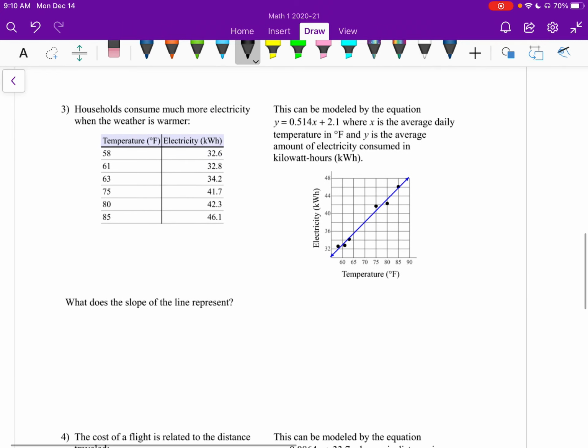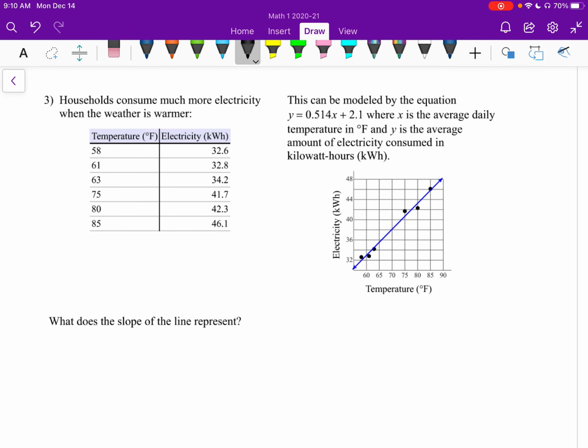All right, number 3. Now, as I said at the beginning, I'm going to try to go through these a little bit faster. So I'm just going to kind of skim over the data. And for me, I'm going to ignore this. Actually, you know what? I'll read that, and I'm going to pretty well ignore that. Households can consume much more electricity when the weather is warmer. Well, no dip. So we have our temperature versus our electricity. If we look at our graph now, right, I'm trying to do it quickly. We have our temperature, and as our temperature gets larger, our electricity gets larger.